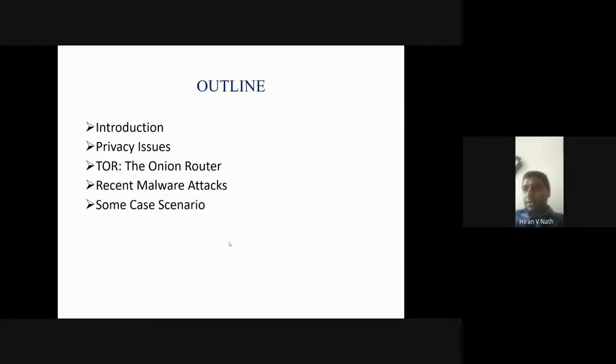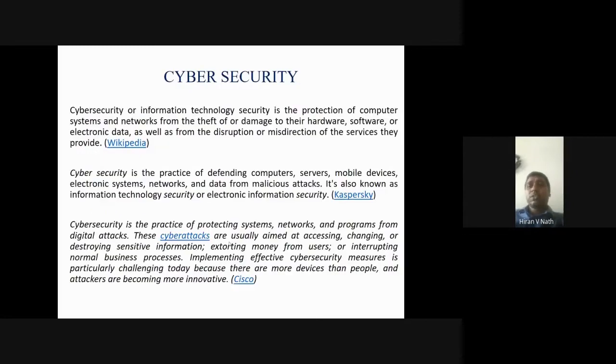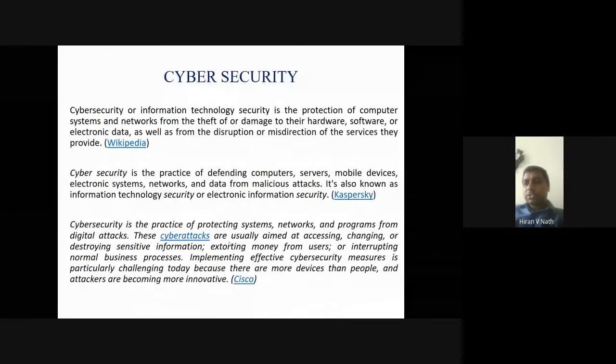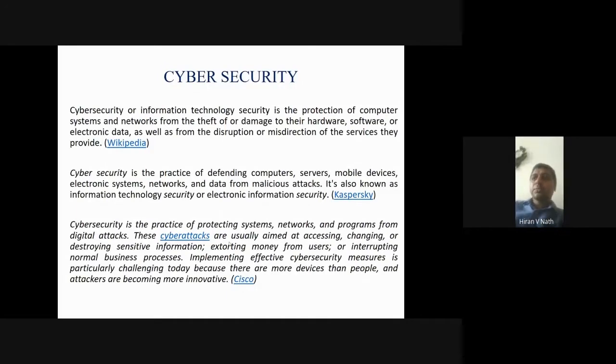Okay, just for the persons who are not in the cybersecurity domain, a small introduction. Cybersecurity or information technology security is the protection of computer systems and networks from the theft of or damage to the hardware, software, or electronic data, as well as the disruption or misdirection of the service they provide. This is the general definition given by Wikipedia, and similar definitions are given by Cisco, Kaspersky, and each organization.